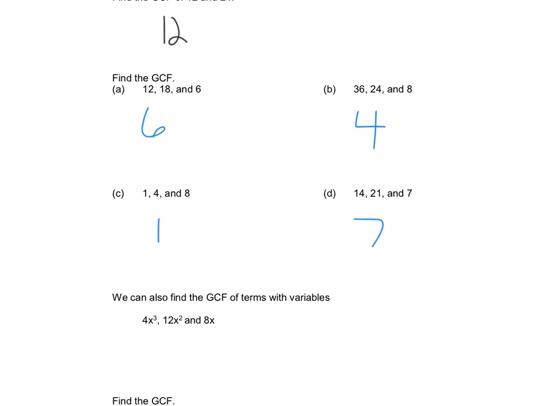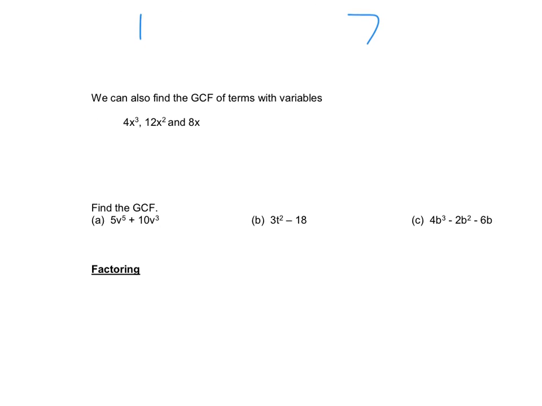Now, we can find GCF with numbers. We can also do it with terms that have variables in them. So now we have to take into account 2 things. We have to take into account what is the greatest common factor of the numbers and what is the greatest common factor of the variables. Okay, so looking at this one, I'm going to look at the numbers first. So 4, 12, and 8. Our greatest common factor is going to be 4 for the numbers.